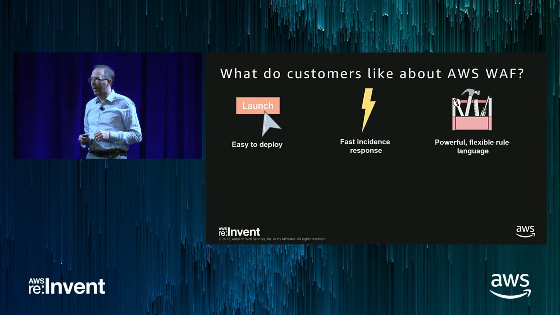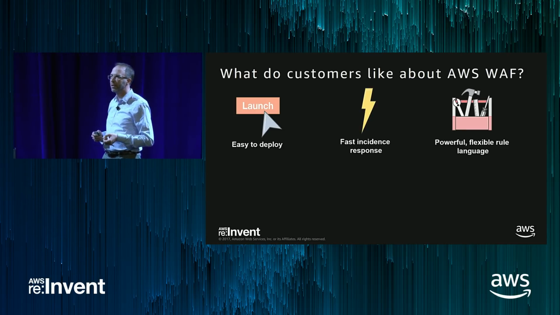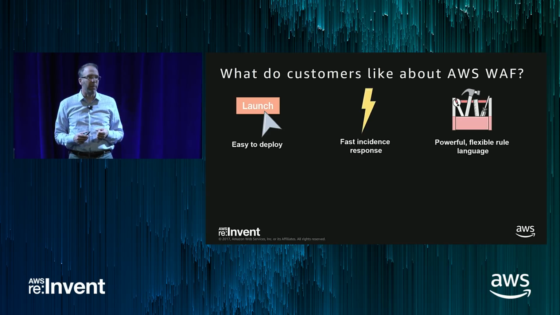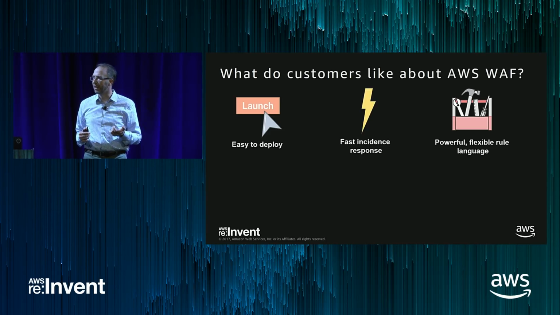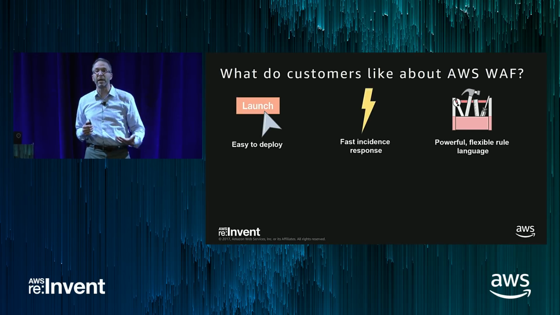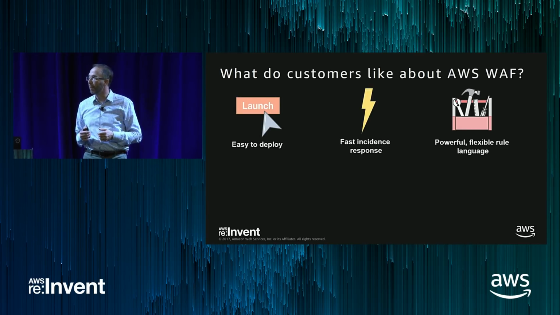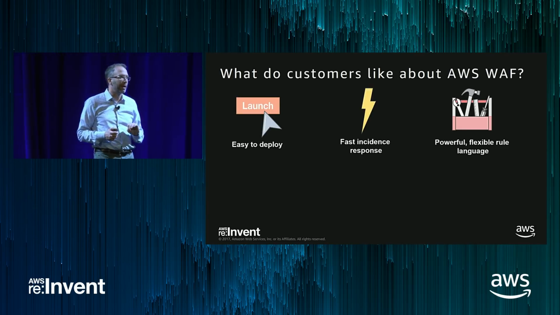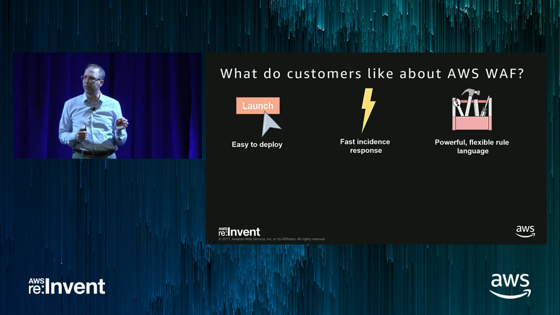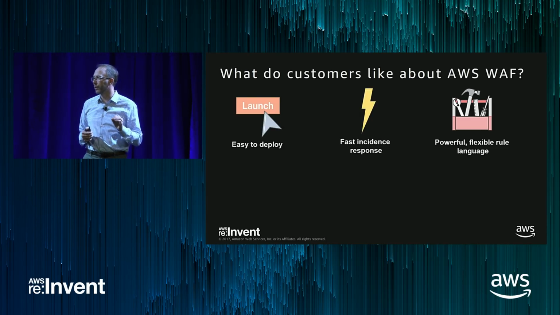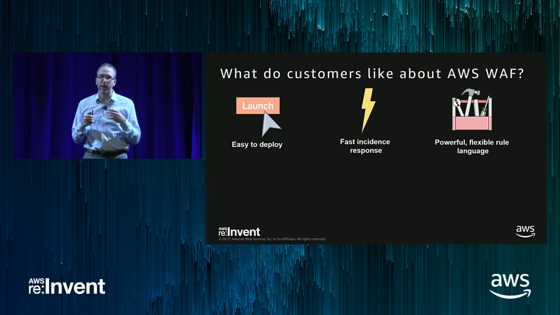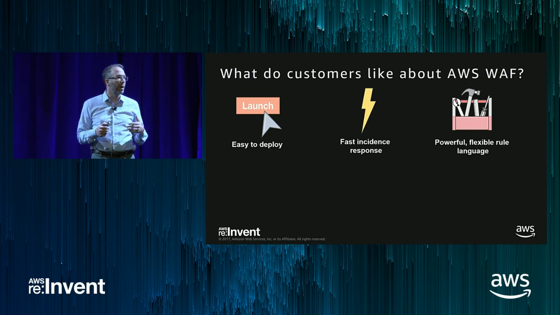Another thing that people said they liked was the powerful and flexible rule language. And this is really important because the threats can be quite sophisticated, and you need a rich set of tools in order to be able to really separate the bad traffic from the good. And we made additional investments in this area. Earlier this year, we announced support for regular expression conditions. So now you can go in and create quite sophisticated expressions in order to do this filtering.